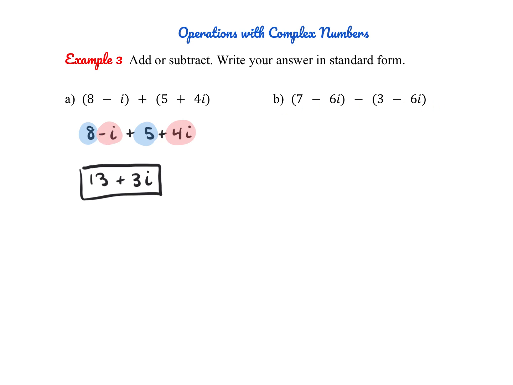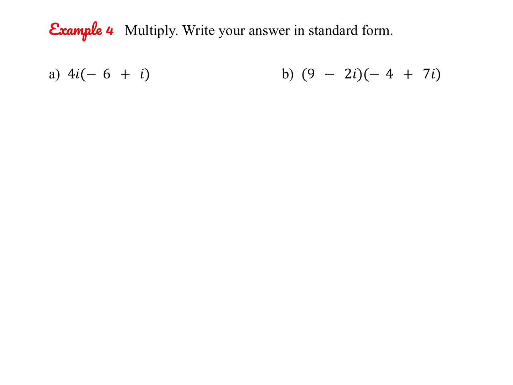Now for part B, same idea, but we do need to watch out that we distribute the negative to the second complex expression. So we have 7 minus 6i minus 3 plus 6i. And now all I need to do is combine like terms. I'm going to combine the imaginary and the real portions. So 7 minus 3 is 4. Negative 6i plus 6i is 0. So this just becomes a real number, 4.